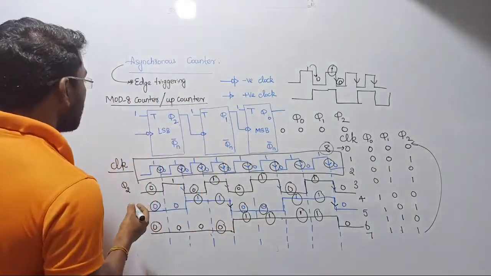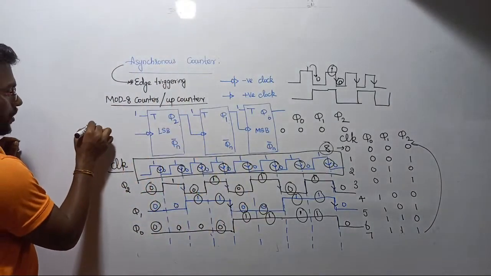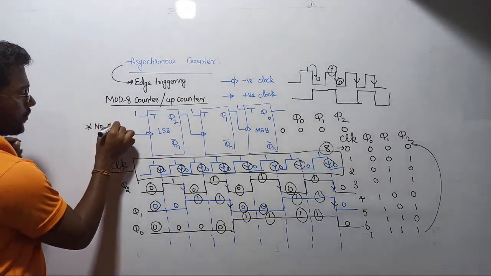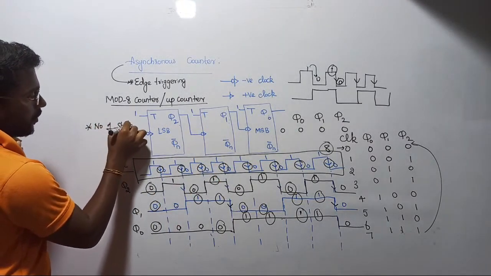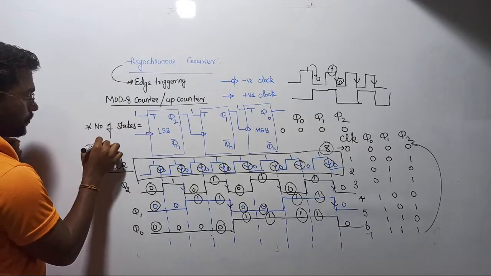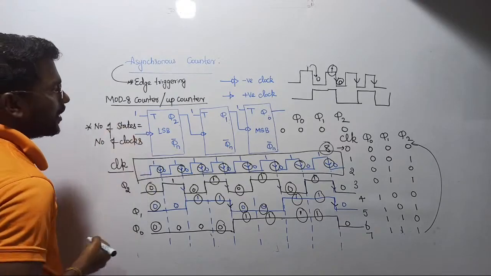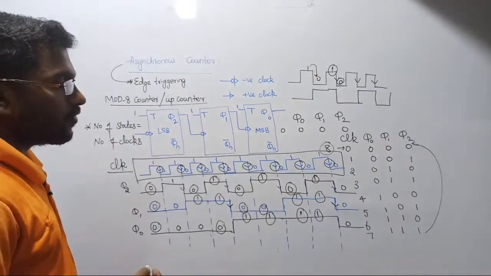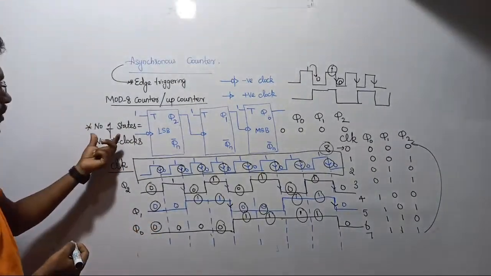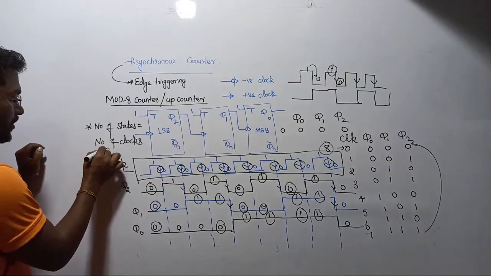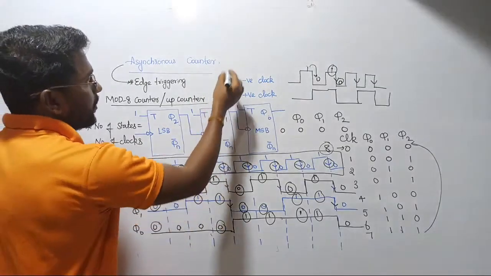So the next thing is, you can write: number of states should be equal to number of clocks. Clear? So the number of states should be equal to the number of clocks, right? So anyway, total number of states are what? In our case, the number of states is 8, right? So let me define the next thing.